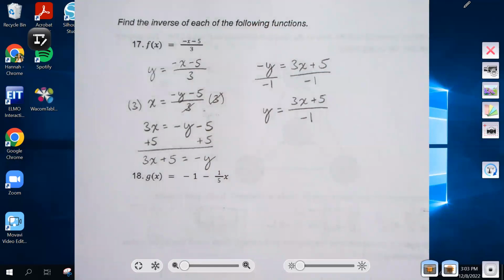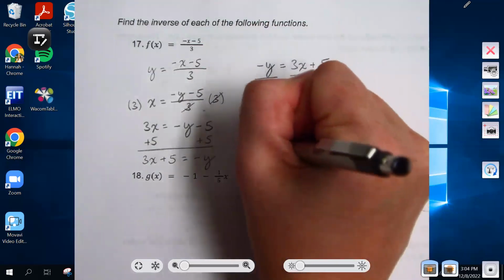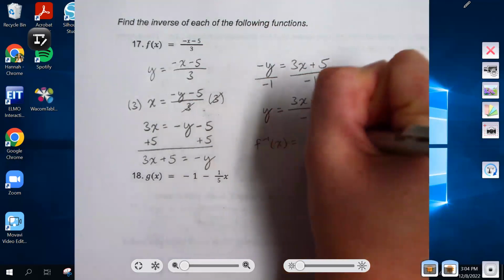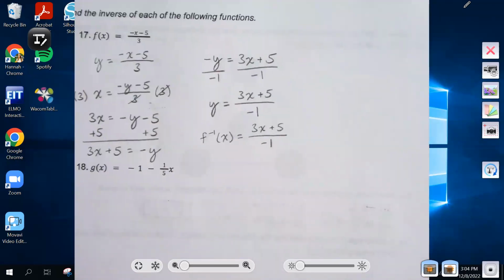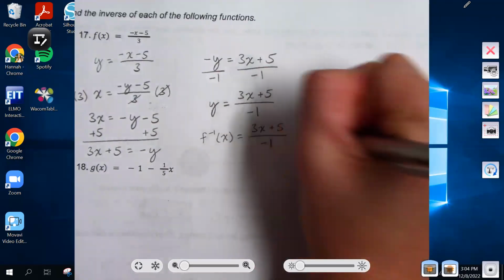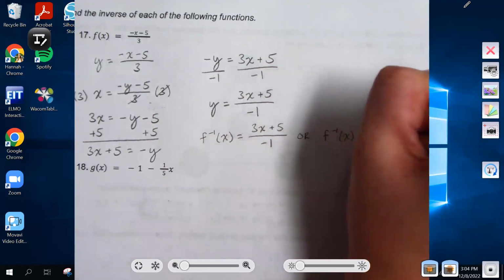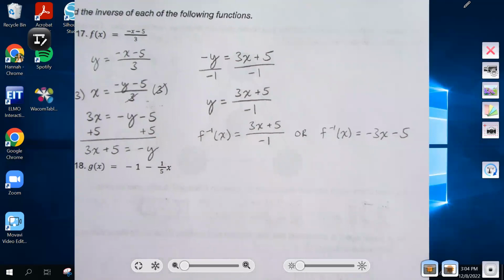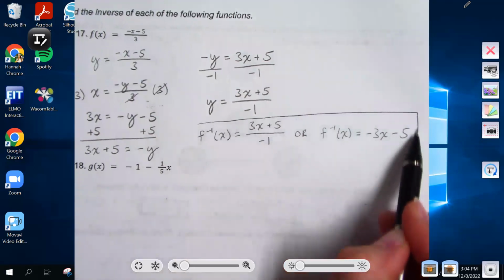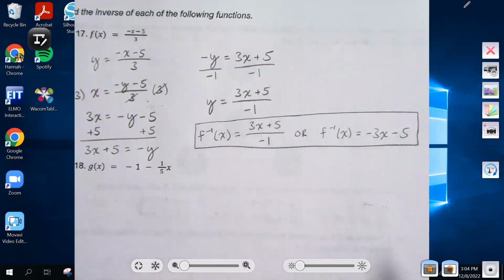Now, there are going to be different ways that you could write this answer, but you for sure will need to change y to inverse function notation, so f inverse of x. So you could just leave it as this fraction. That's perfectly fine. Or you could go ahead and divide both of these things by negative 1, which is just going to change the sign of everything. So negative 3x minus 5. Either one of those is correct. Does anybody else have something different than these two and you want to know if it's right?